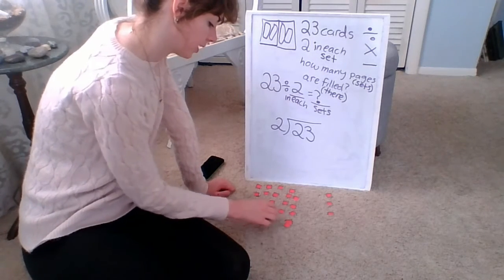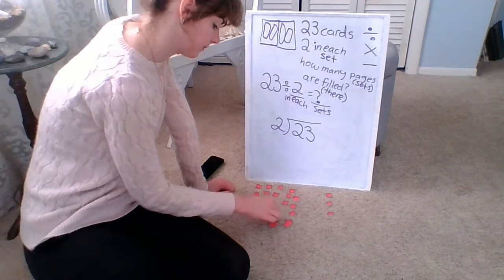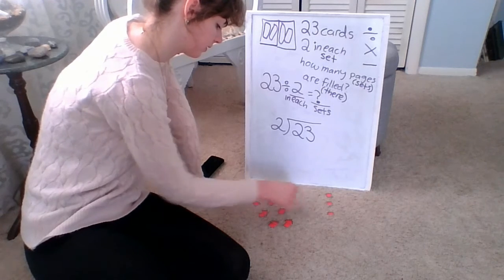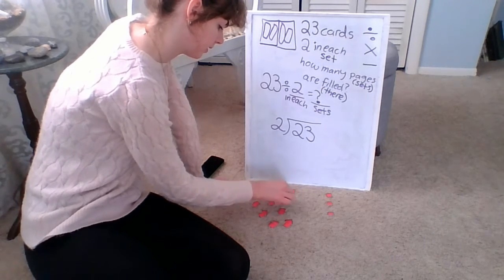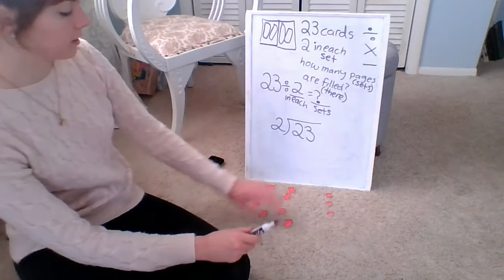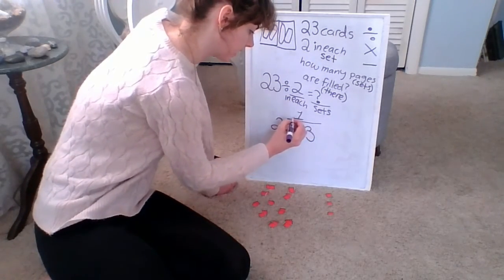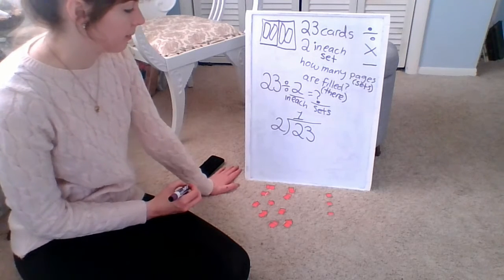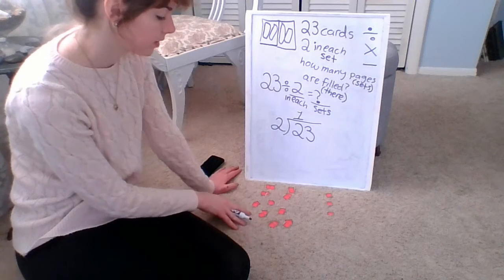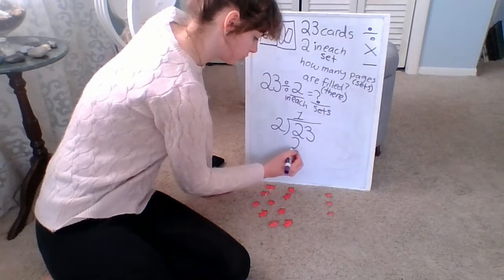So there's 1, 2, 3, 4, 5, 6, 7, 8, 9, 10. All right, so how many sets was I able to make? 10 sets. So I'm just going to put my 1, because that's 1 ten. Then how many blocks in all did I just divide out? 20. 1 ten times 2 is 20.